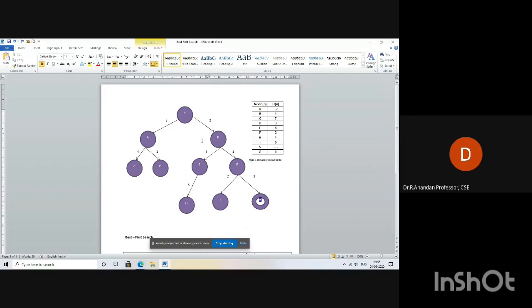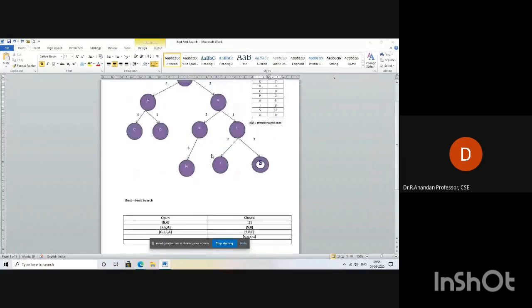This is a graph given. This is a table given. The table here has node and h of n. H of n is the distance from each node to the destination, given here in the table. Similarly, the path cost of each node is already given. Now you have to follow the greedy best first search strategy to find an optimal solution. This is our goal. The heuristic function involved is f of n equal to h of n here. So we are going to see how to reach this.